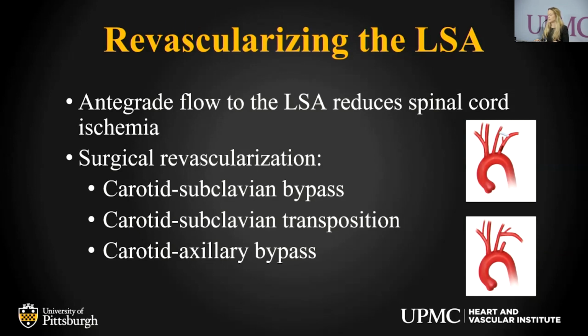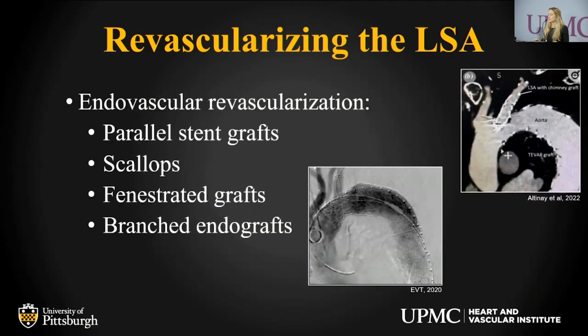In this case, they did a carotid subclavian transposition, but other surgical options include a carotid subclavian bypass and carotid axillary bypass. There are also endovascular options, including parallel stent grafts, scallops, fenestrated grafts, and also branched endografts at the time of TEVAR.